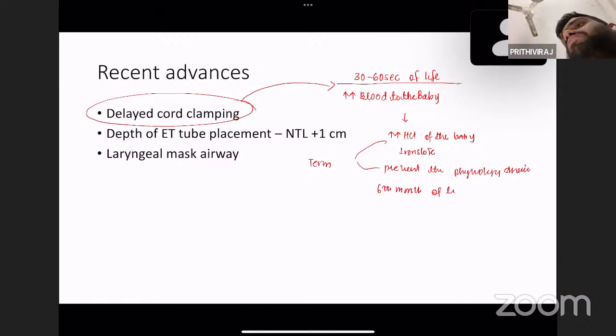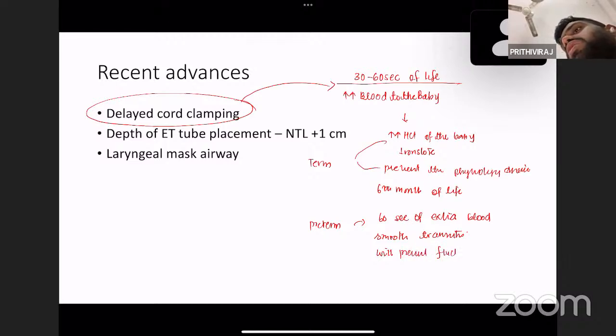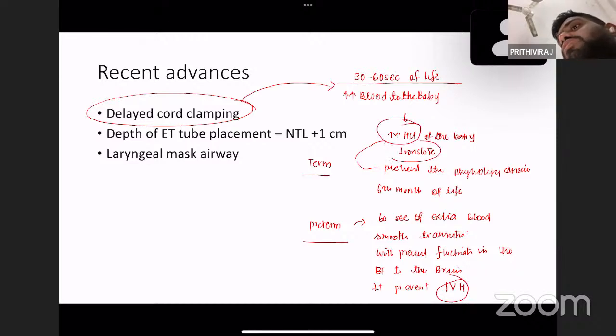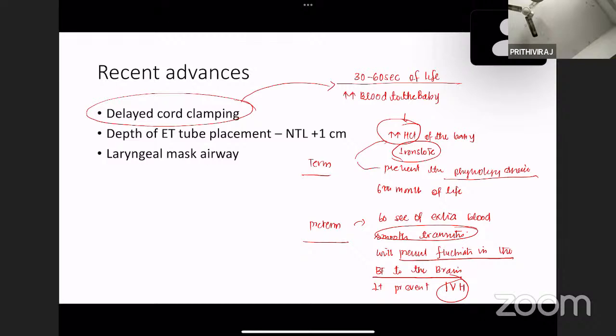Now, for a preterm baby, giving 60 seconds of extra blood will help in the smooth transition and also will prevent fluctuation in the blood flow to the brain. So it prevents major important preterm comorbidities, such as intraventricular hemorrhage. In a term baby, it improves hematocrit and iron store, so physiological anemia will not occur. But in preterm, that 60 seconds of extra blood will help in the smooth transition and also prevent the fluctuation in the blood flow to the brain. As a result, it prevents intraventricular hemorrhage.